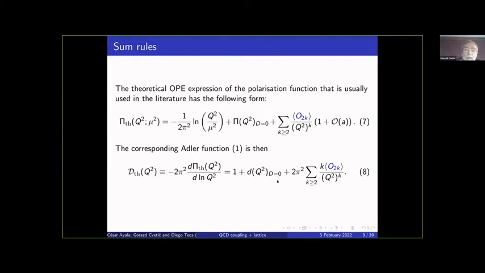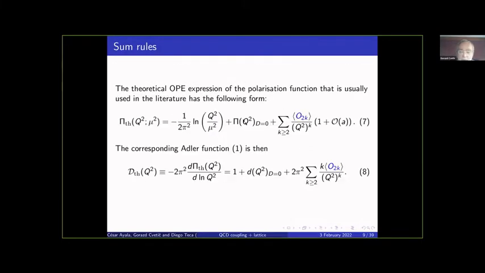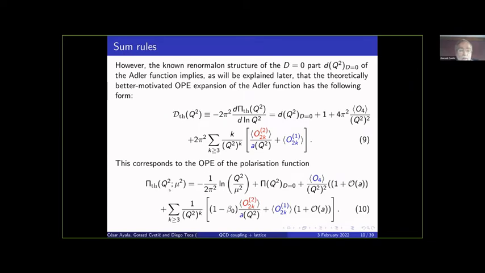Now, the known renormalon structure of the D0 part implies, at least in certain approximation, that the higher dimension terms, higher than 4 dimension, have in fact two terms, two condensates. Not just this, but these ones too, because at least in the leading beta 0, there are double infrared poles, and this corresponds to single infrared renormalon poles. So we will use this expansion, and we will truncate at the first term, which is the dimension 6. So the corresponding OPE for the correlator is similar here also.